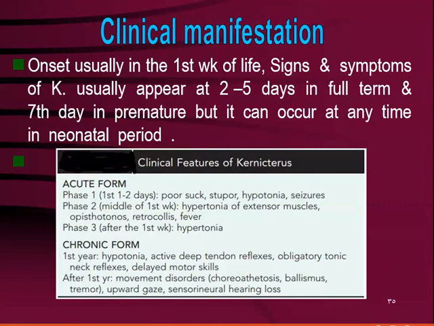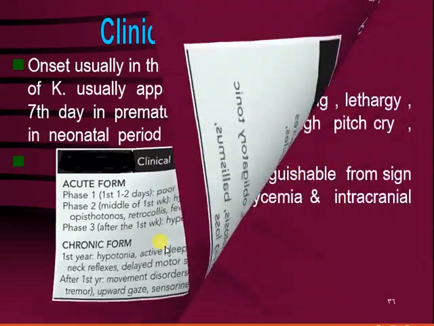Now, what is the clinical manifestation of kernicterus? Usually the onset is in the first week of life, and signs and symptoms usually appear at 2 to 5 days in a full-term infant and 7 days in a preterm infant, but it can occur at any time in the neonatal period. It presents with an acute form and then develops the chronic form.